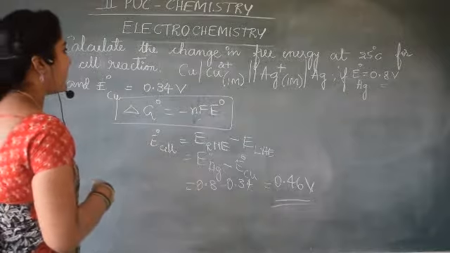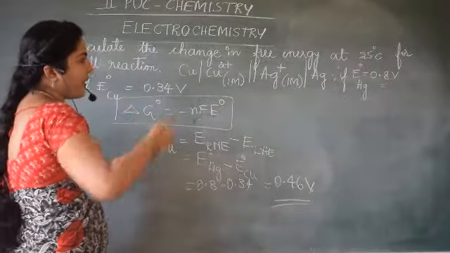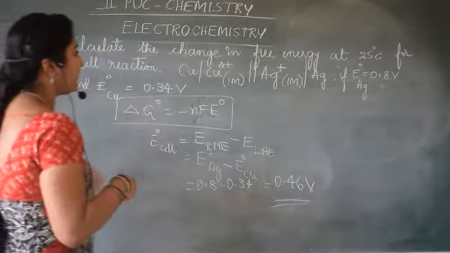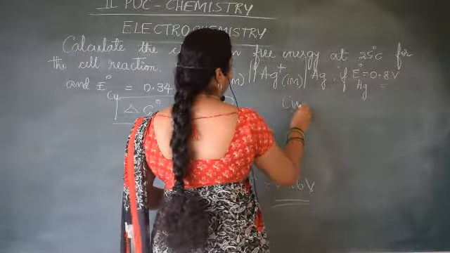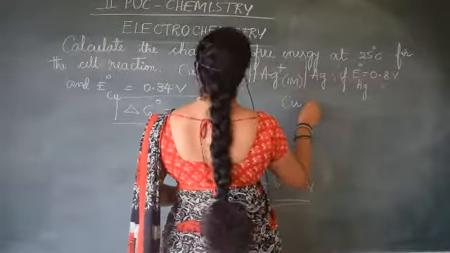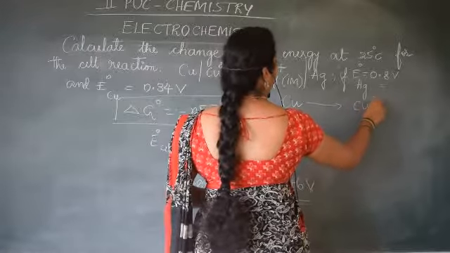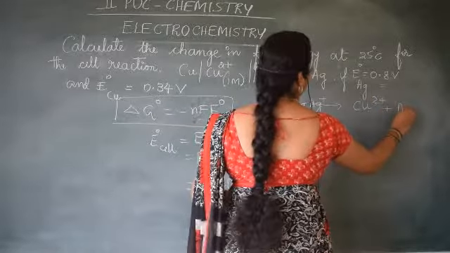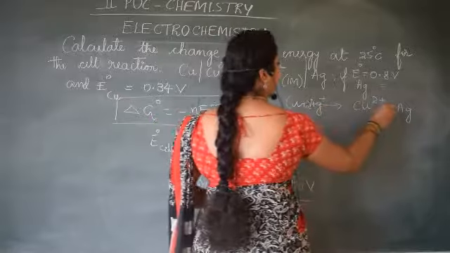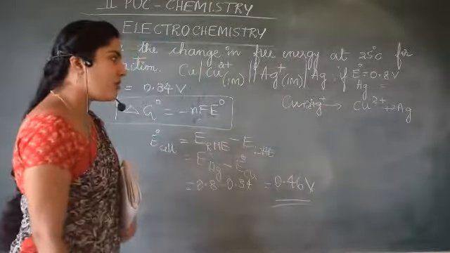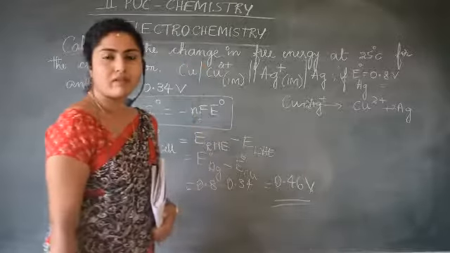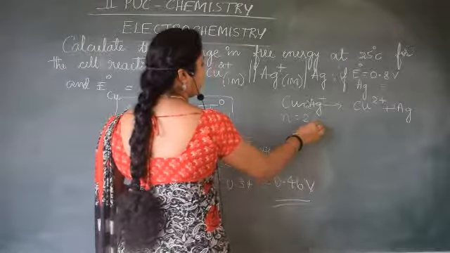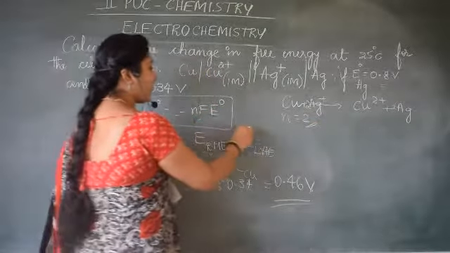To calculate delta G, first let us see the reaction. When you write the reaction, copper will form Cu2+, whereas Ag+ forms Ag. And you know here 2Ag and 2Ag, that means 2 electrons of Ag and 2 electrons of copper. Therefore, the number of electrons involved is 2. n is 2 here.